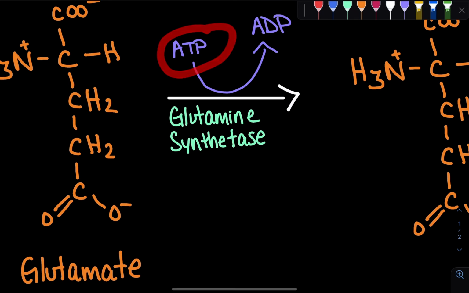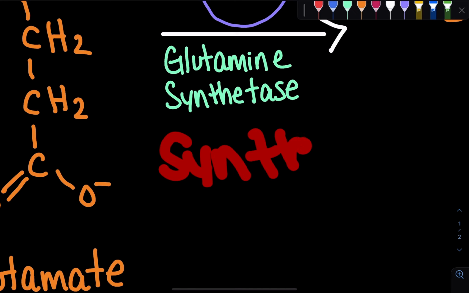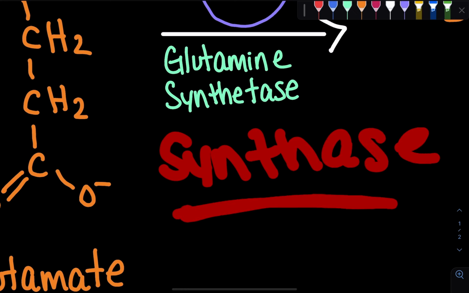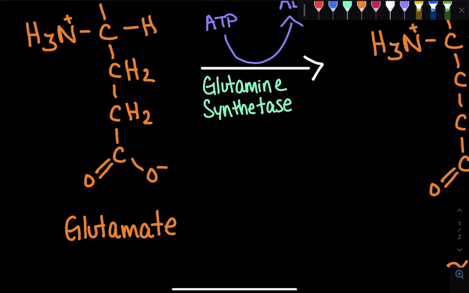The other enzyme is called a synthase. The reason why we don't use a synthase is because a synthase does not use ATP or ADP. A synthetase, however, will use ATP.